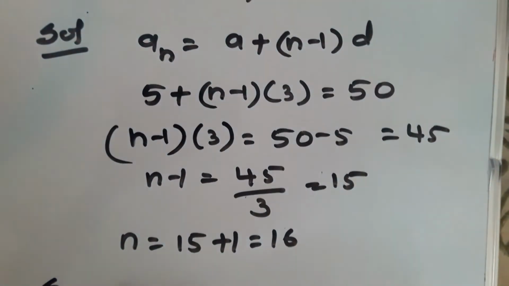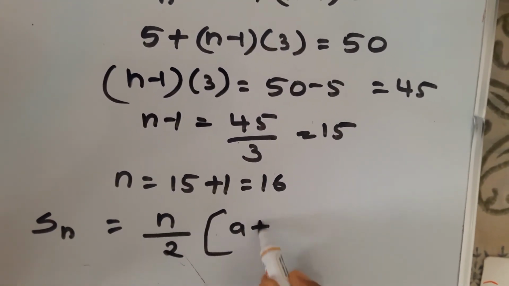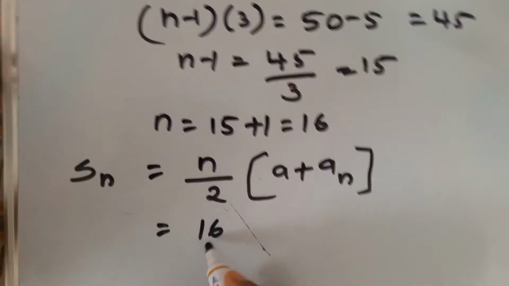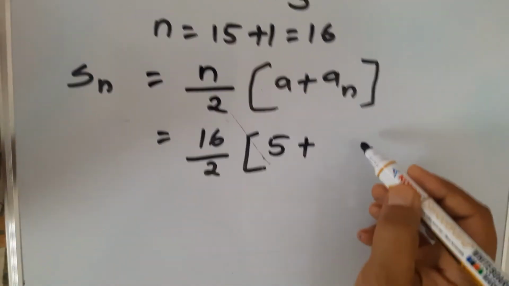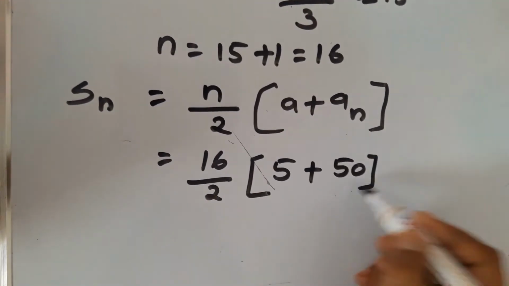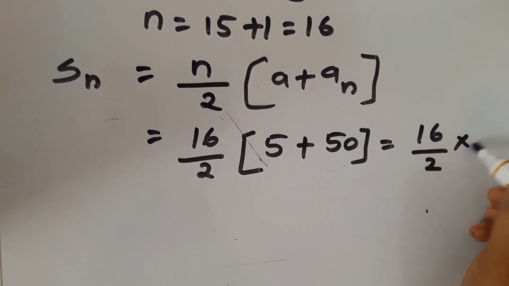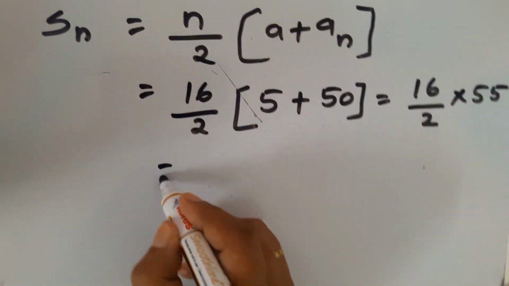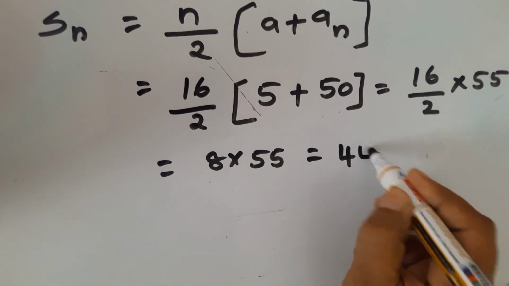Now next is Sn. What is the formula for Sn? N by 2 into A plus An. Now substitute N is 16. 16 by 2 into A is 5 plus An is 50. So that is 16 by 2 into 55. Now 16 by 2 is 8. 8 into 55 is 440.